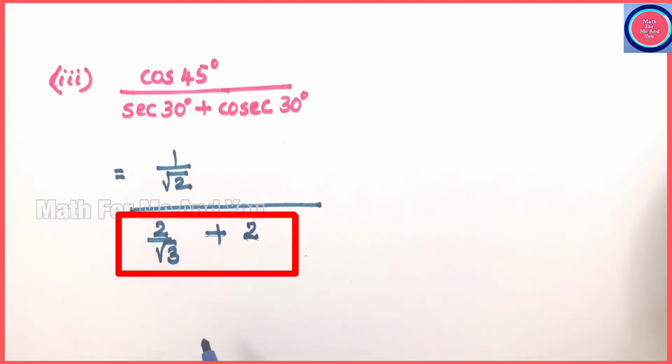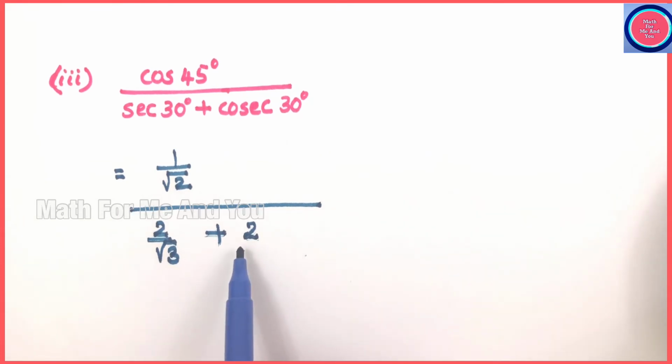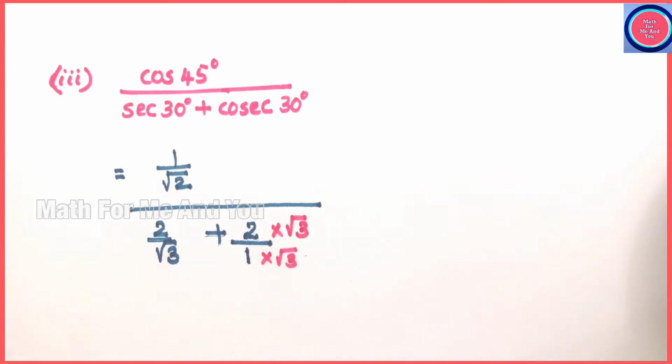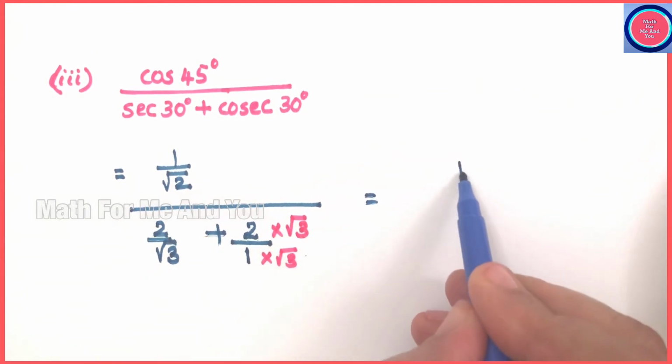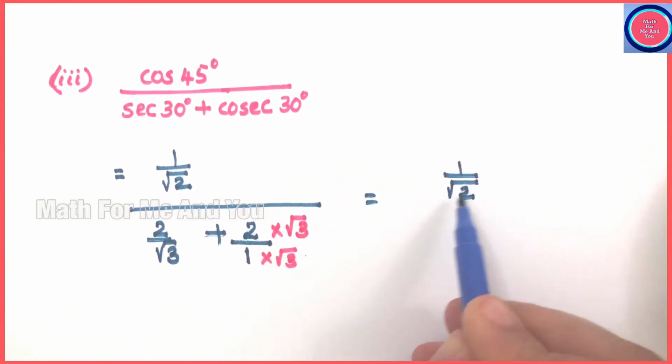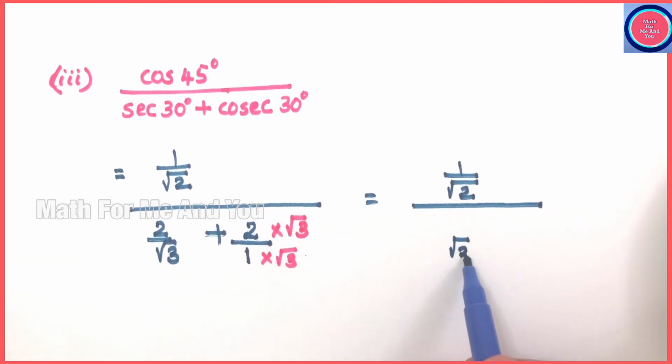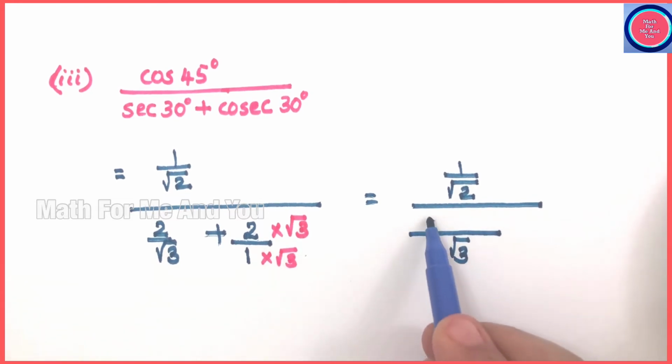Look at the denominator. We have to add 2 by root 3 with 2. 2 is a number. We can write the number with a denominator 1. And now we are going to multiply 2 and denominator 1 with root 3. Up and down with root 3 so that we get both the fractions having same denominator root 3. Numerator we write same as it is. 1 over root 2. What about denominator? It has same denominator root 3. Now we can add the numerators 2 plus 2 root 3.